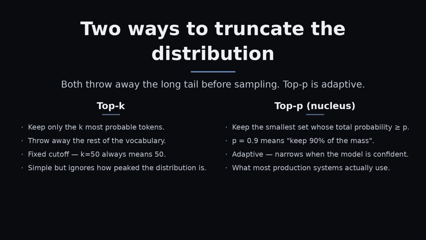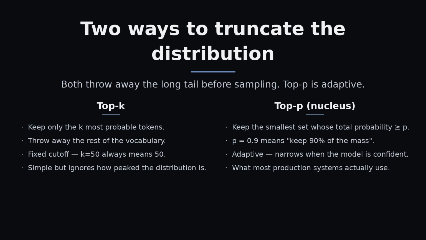Top K sampling means before you sample, throw away every token except the top K most likely. If K is 50, you sample only from the 50 most probable tokens, regardless of how the rest of the distribution looks. Top P, also called nucleus sampling, is smarter. Instead of a fixed count, it sorts tokens by probability and keeps the smallest set whose cumulative probability adds up to P, usually around 0.9.